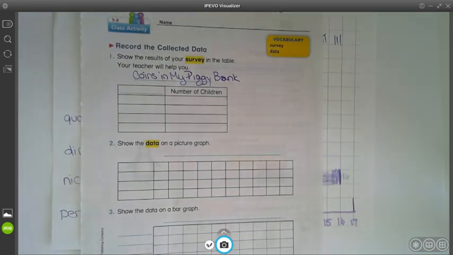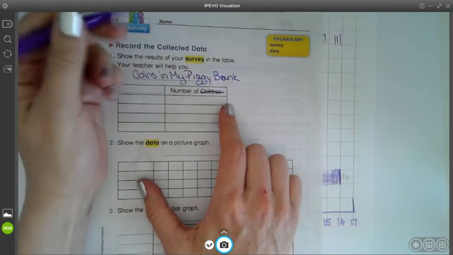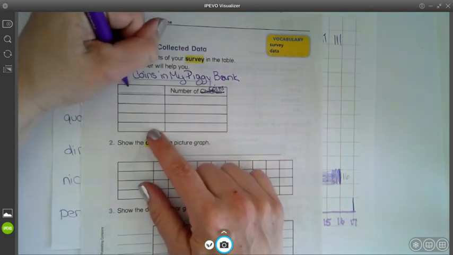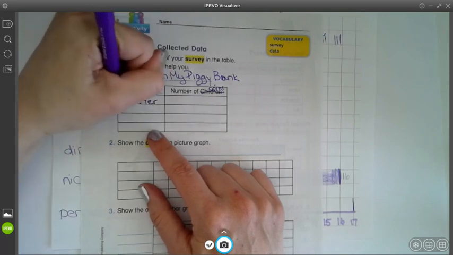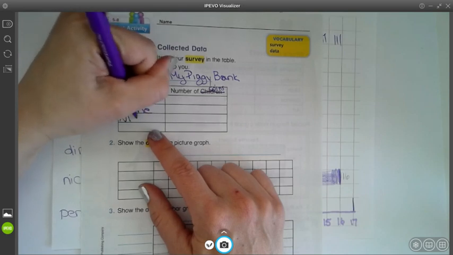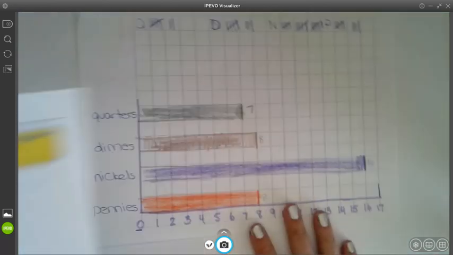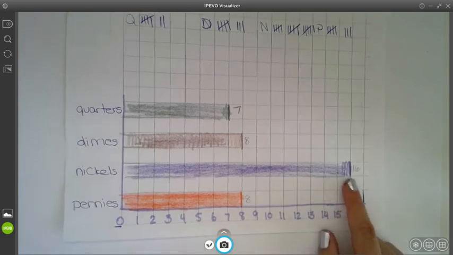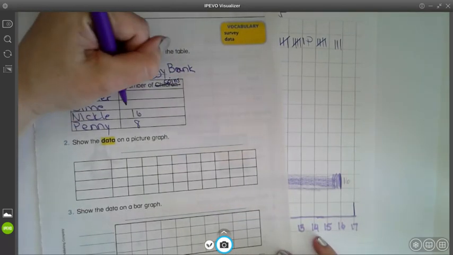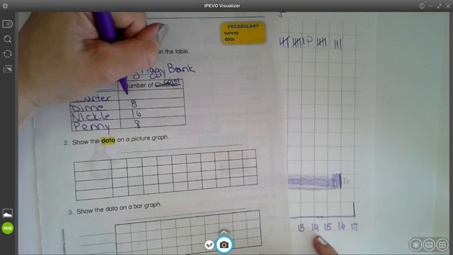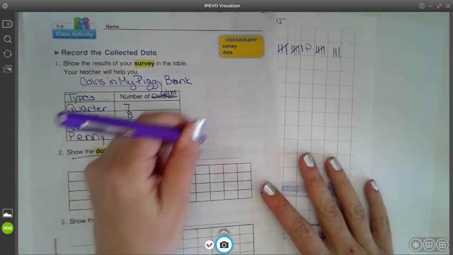All right. So now, because we're not doing this as an in-class activity, we're just going to say coins and then types. So I'm just going to do a quarter, dime, nickel, penny. All right, and we know we had 8 pennies from yesterday. Let's go ahead and read our bar graph. We had 8 pennies, 16 nickels, 8 dimes, and 7 quarters. Okay, so I'm just going to fill in that data. How many quarters? 7.